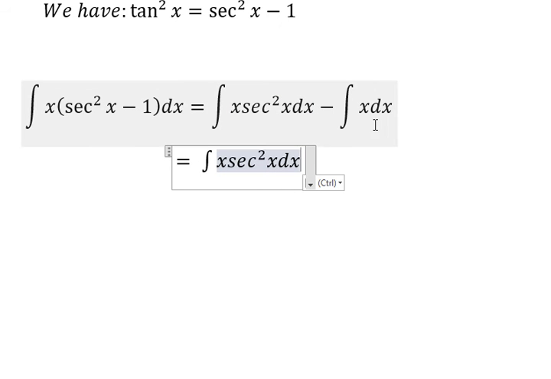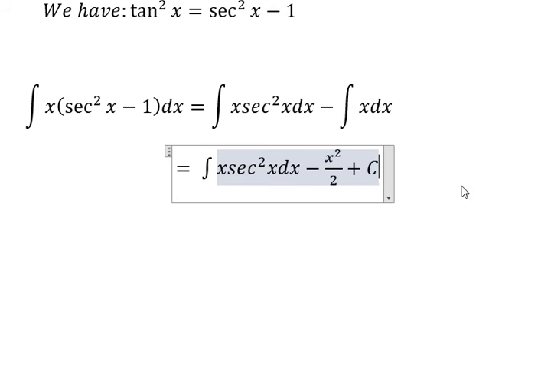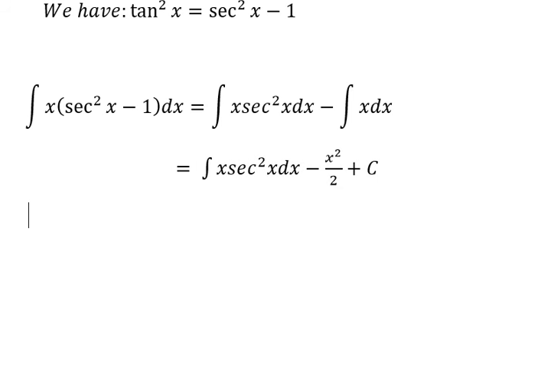So we can find the integral in here is about negative s to the power of 2 over 2 plus c. Now we need to find this integral in here. In this situation, we can use integration by parts.